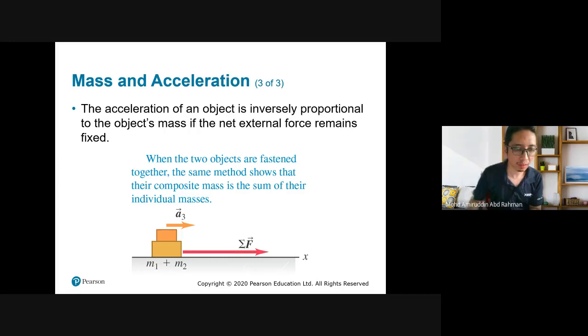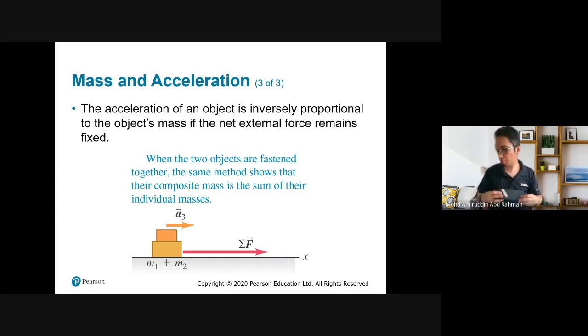So let's say you have a phone and you are pushing that phone in the x direction with a certain force. Then let's say you have another object stacked on the phone, and you are pulling it also in the x direction. Of course, when the mass is higher but you are using a similar force, what will happen? Of course, the acceleration will be smaller.